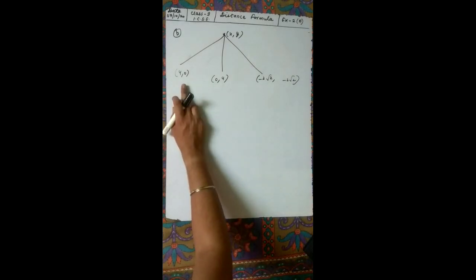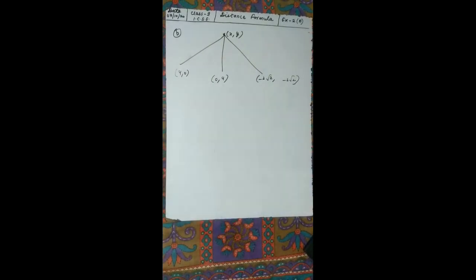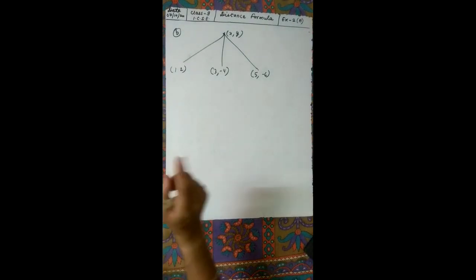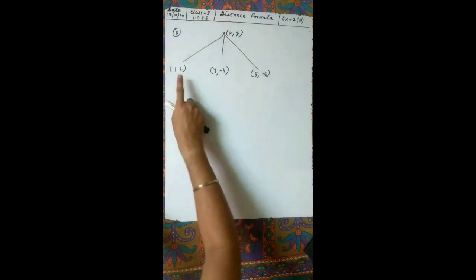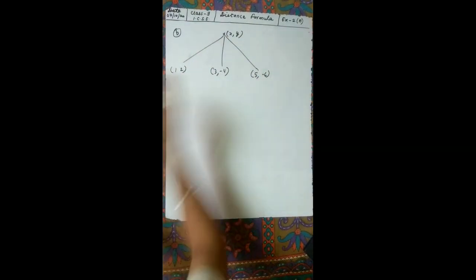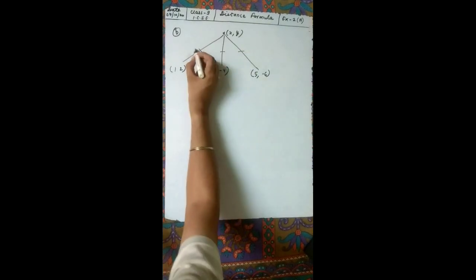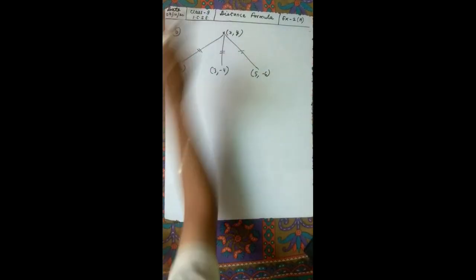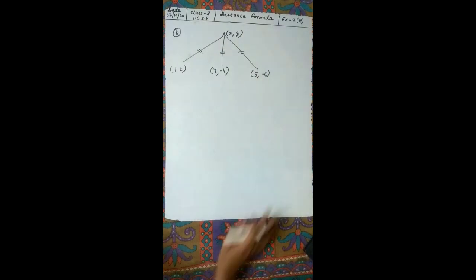Okay. So question number B, what they are saying, find the point equidistant from the points. Sorry, I have written the wrong points. Wait. Yeah, these are the points. So we need to find the point which is equidistant from 1, 2, 3, minus 4 and 5, 6. So if they are equidistant from the same point, we need to find that particular point.